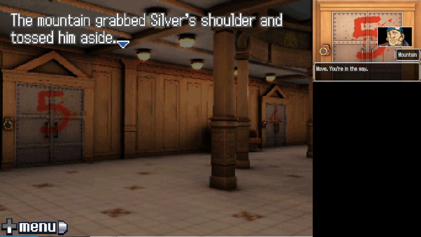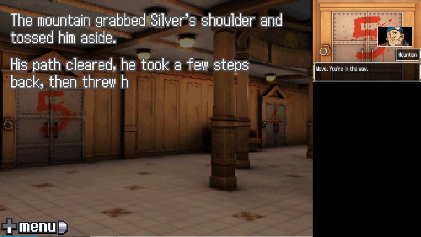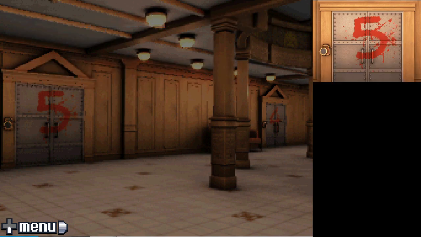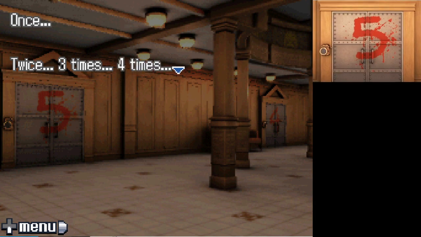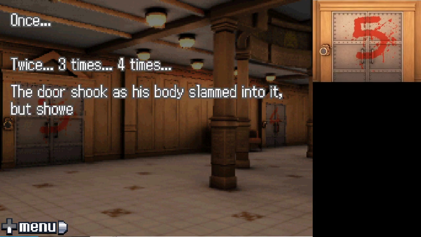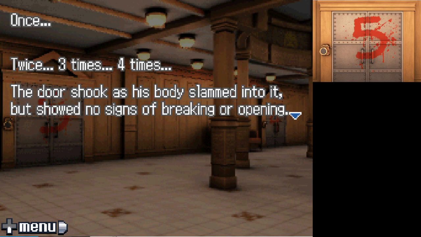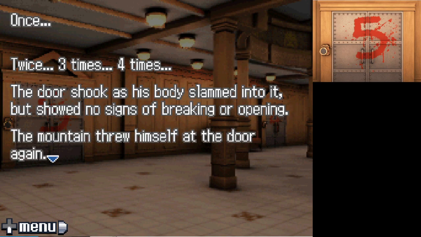Matt grabbed Silver's shoulders and tossed him aside. His path cleared, he took a few steps back and threw himself at the door. Once, twice, 3 times, 4 times. The door shook as his body slammed into it, but showed no signs of breaking or opening. The mountain threw himself at the door again.